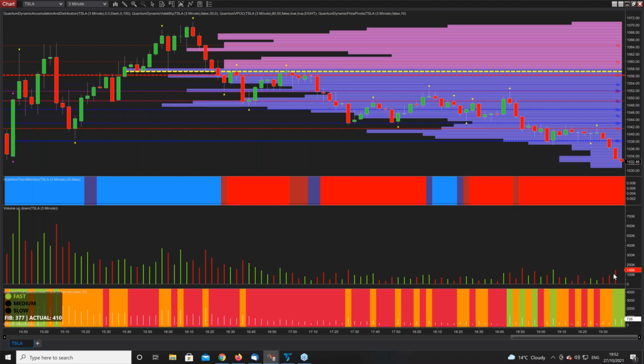Now, I say this is a little move. We've gone from 1040 to, where are we, 1032? It's $8, you know, which for a stock move is a decent move. Traders will be making money hand over fist.